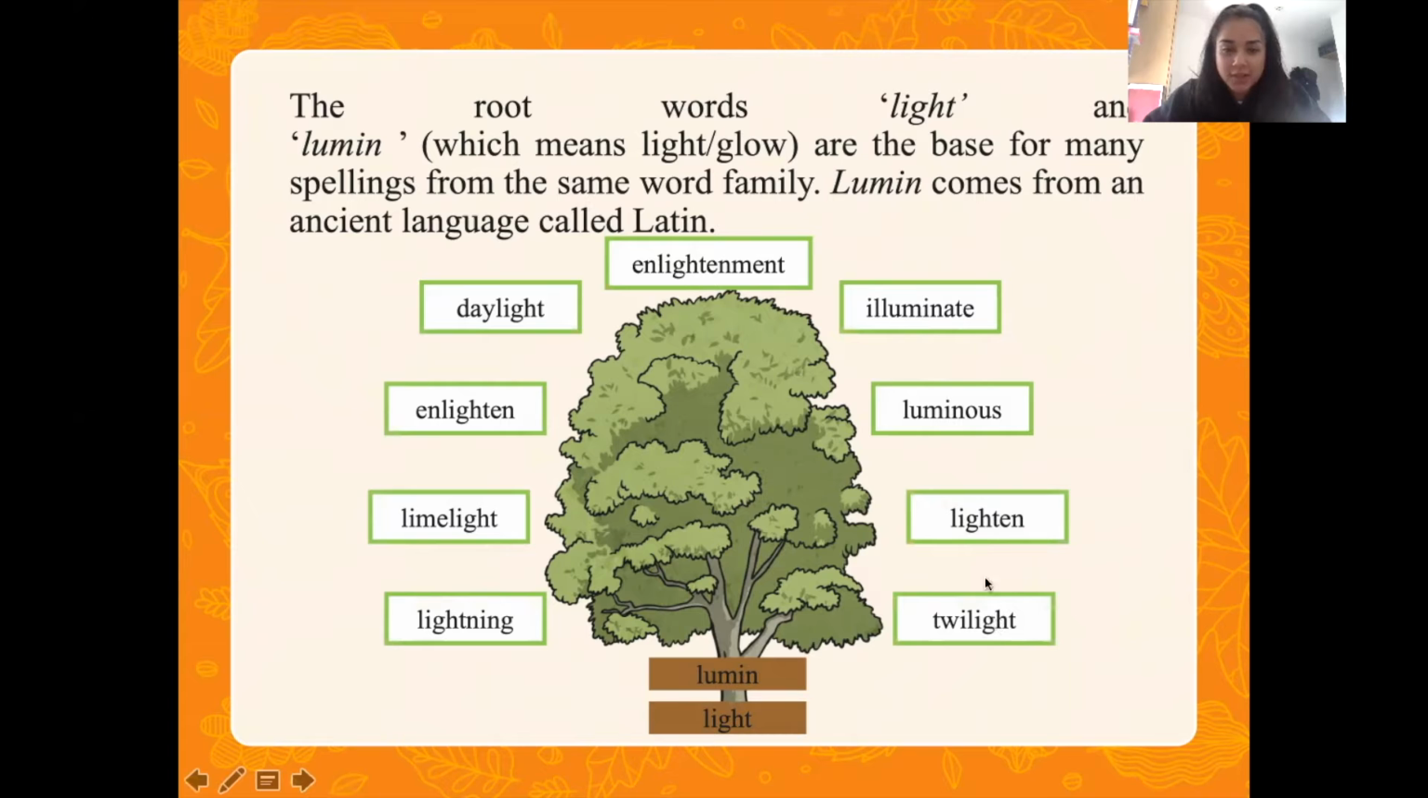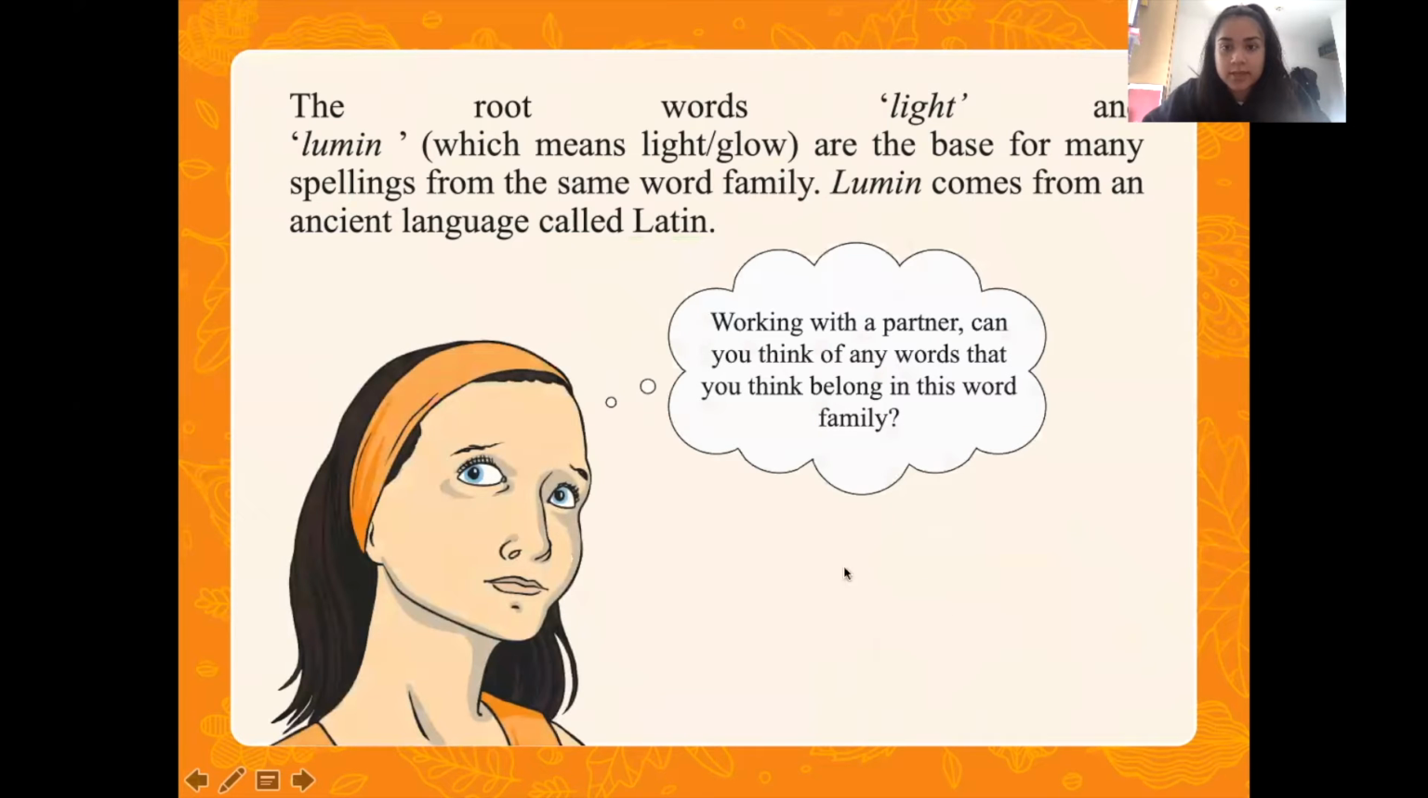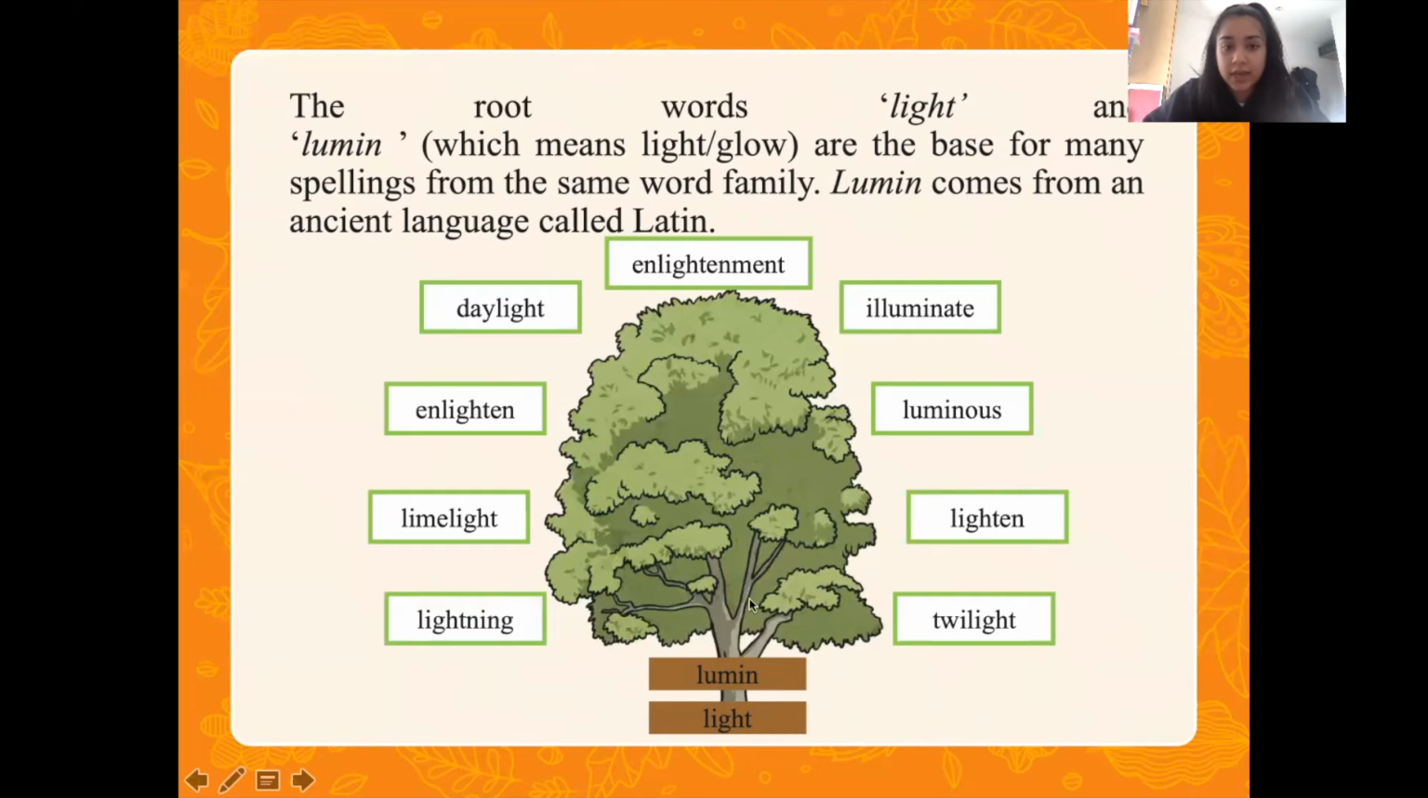So can you see they all have that same pattern there? They've got light or lumen in them, okay? And that puts them into the same word family. So can you think of any other words that you think belong in this word family where we have lightning, limelight, enlighten, daylight, etc.? Pause the screen and have a think. Can you think of any more words that would belong in this word family?